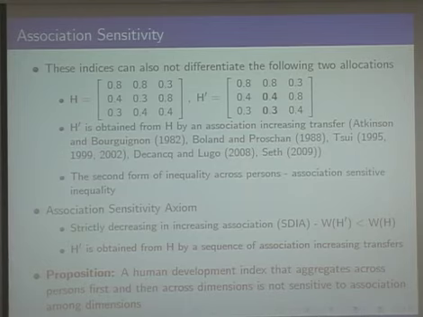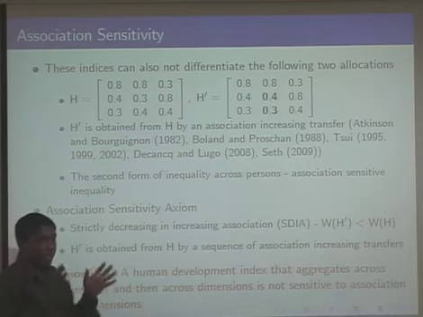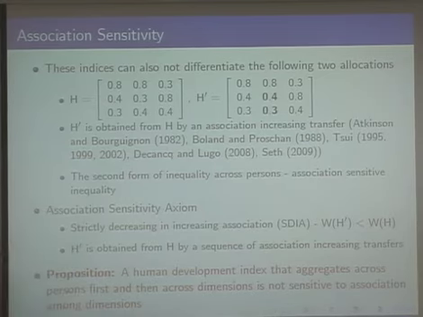So here is a proposition: a human development index that aggregates across persons first and then across dimensions is not sensitive to association among dimensions. For the purpose of this lecture, we are considering only those two classes where aggregation takes place in two stages. You could just combine everything together and construct an index. I'm not considering that situation, because mostly in empirical literature, and also in theory, people construct indices in two stages, whether it is a poverty index, a multidimensional poverty index, a multidimensional welfare index, or an inequality index.